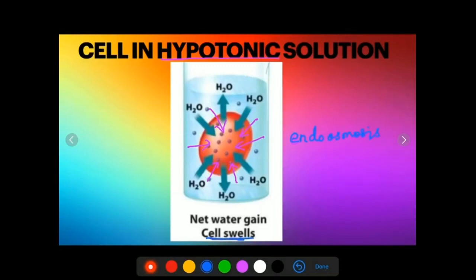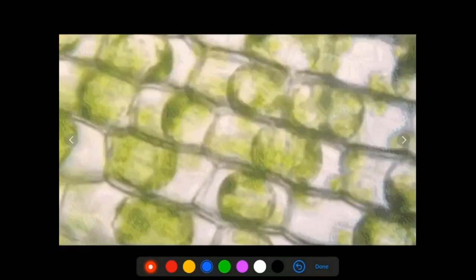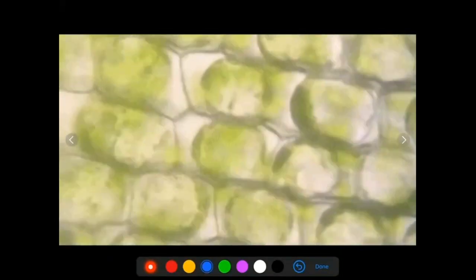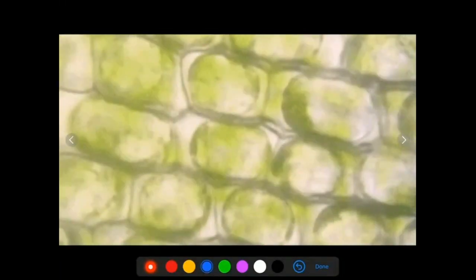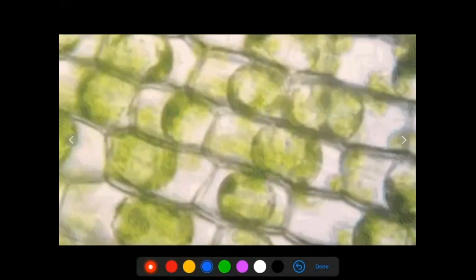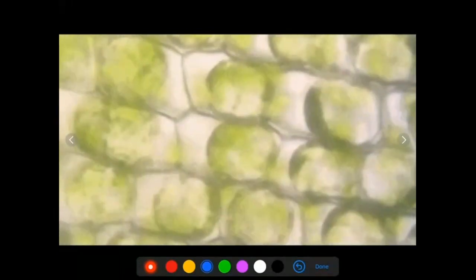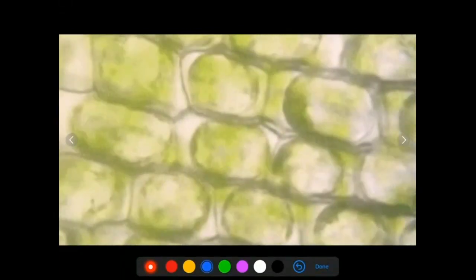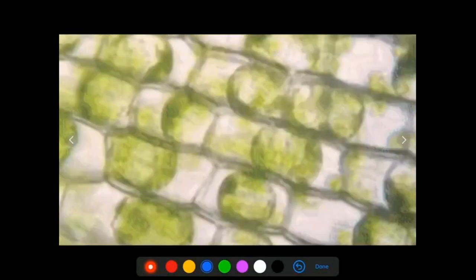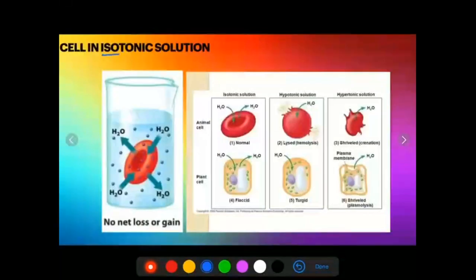Of course, it will swell. When you water the plant which wilted in this scorching heat, you will see that all the leaves come back to their shape. That is due to endosmosis. Let's have a look at endosmosis in the cells in the lab. See how gradually they are absorbing water and going back to their shape. This is the plasma membrane which is going back. The cell wall remains at the same place.